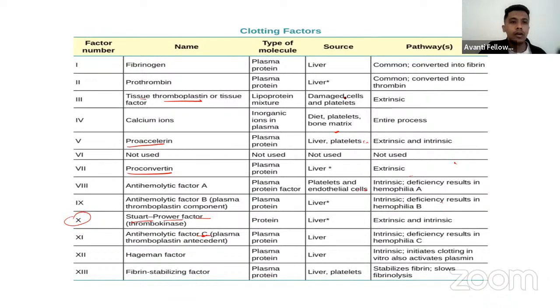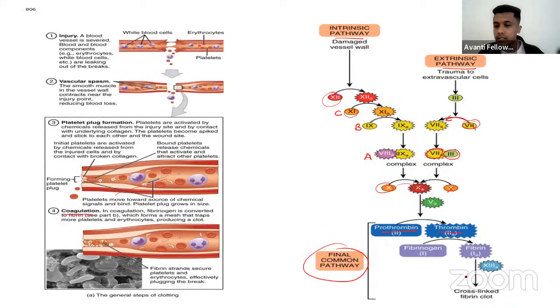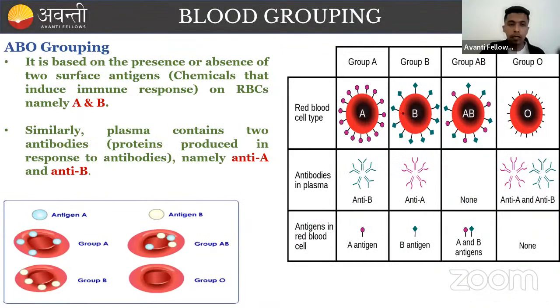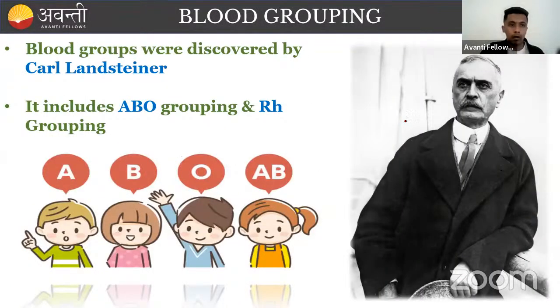Basically, one of the most important groups here are the common pathway factors, that is factor 2, factor 1, and factor 10. And then you have factor 11, factor 9, and factor 8, the anti-hemophilic factors. These are linked to your second year chapter, so it's better to understand what these factors are. So we come to the conclusion of coagulation or blood clotting. Our next topic is blood grouping.